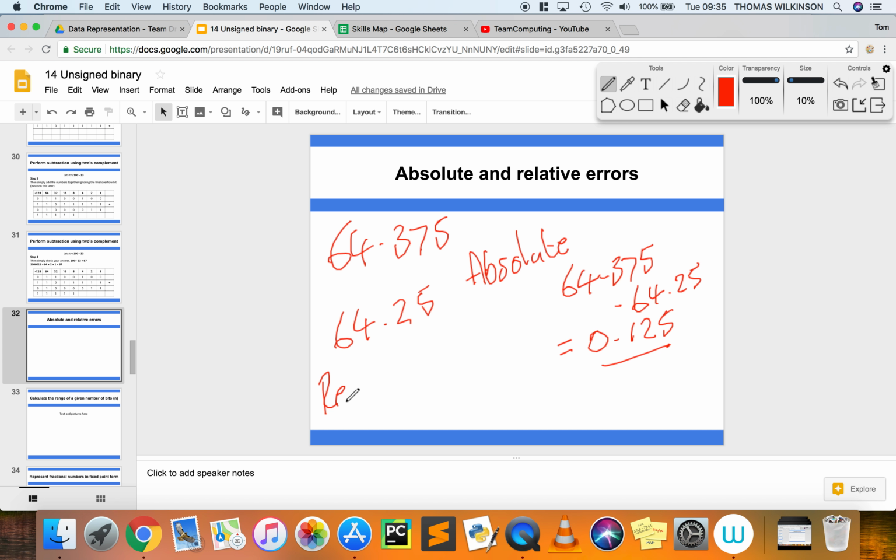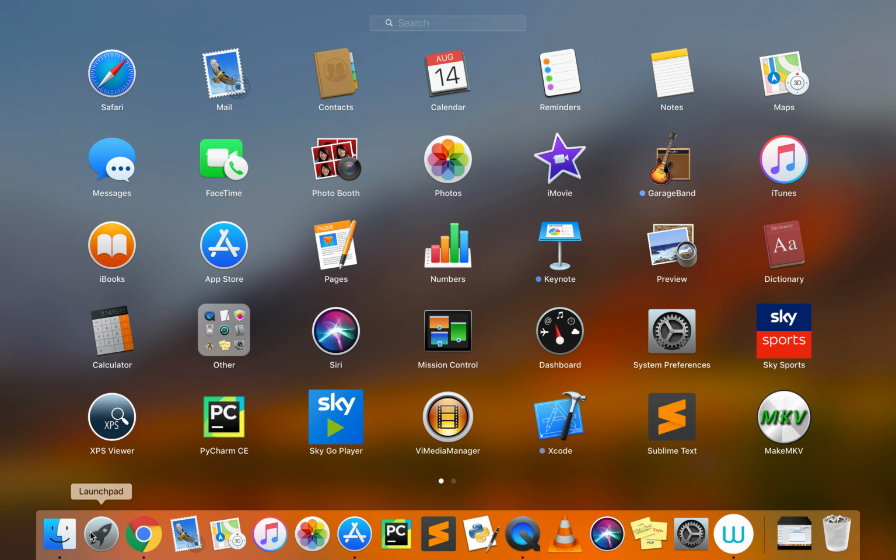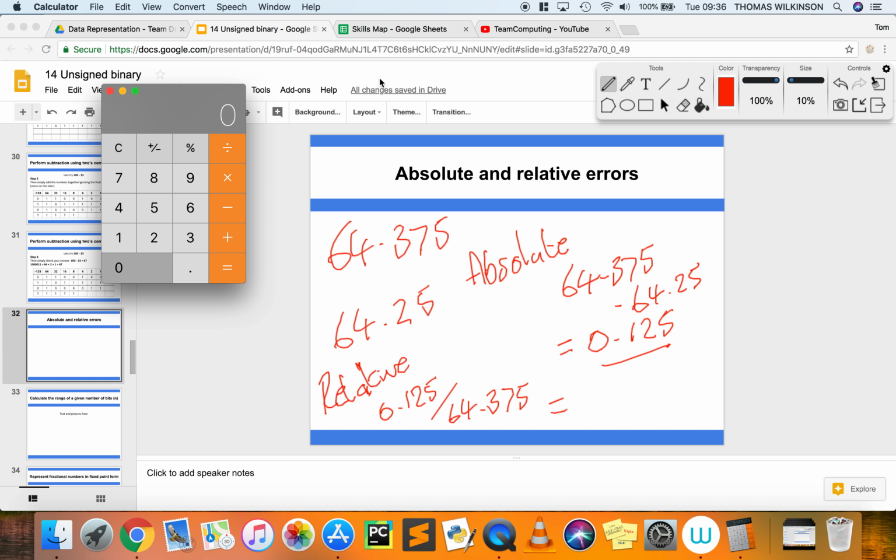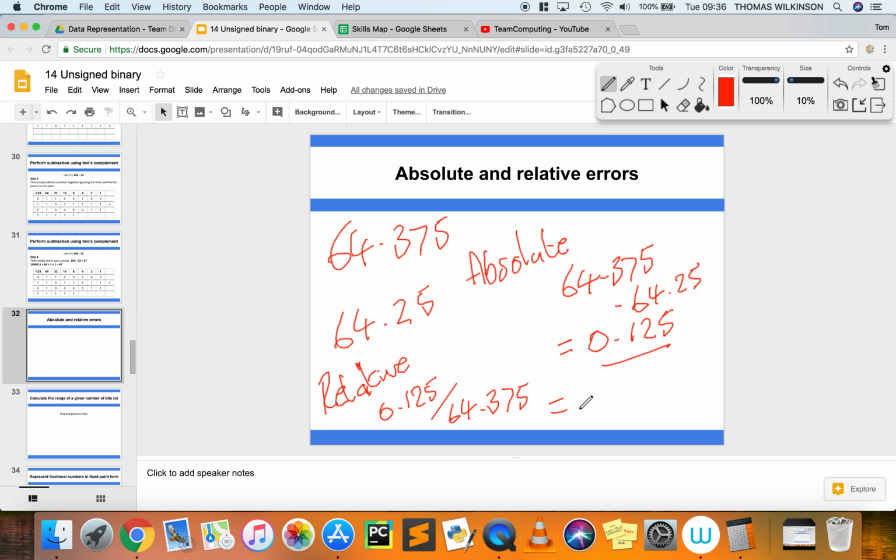Now, the relative error is actually the absolute error divided by the number that I actually wanted to create in the first place, 64.375. So 0.125 divided by 64.375 is my calculation for my relative error. Now, I will need a calculator for that, because I can't do that in my head. So 0.125 divided by 64.375 gives me a relative error of 0.0019, I think that was.